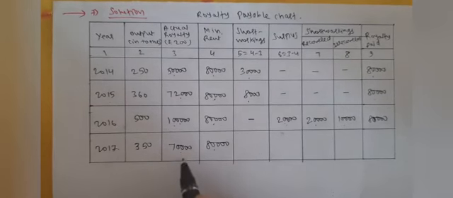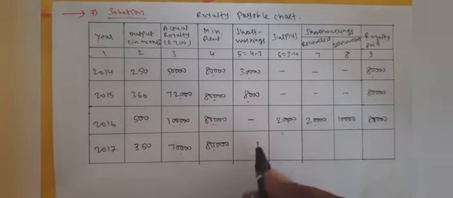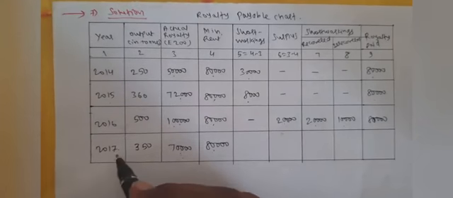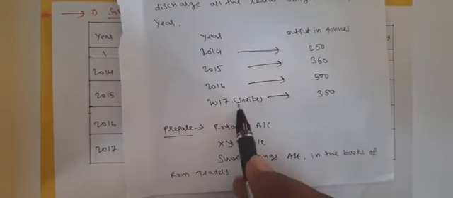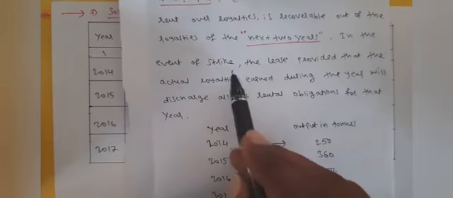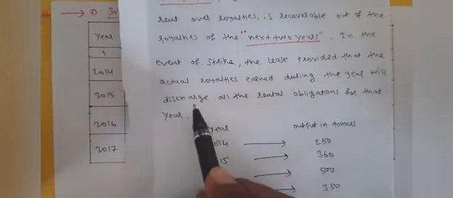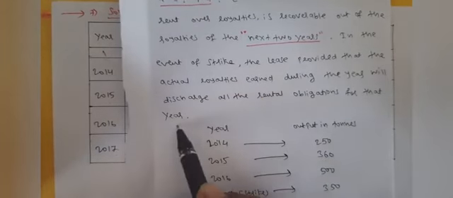In 2017, actual royalty is 70,000 and minimum rent is 80,000. So in 2017, what happens? In 2017, there is a strike. And in the event of a strike, what have they said? In the event of a strike, the lease provided that the actual royalties earned during the year will discharge all the rental obligations for that year.